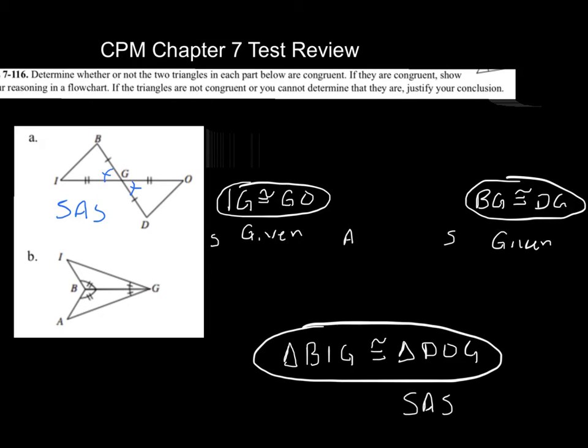And then the last part there is your angle. So what angle do you have? What angles are congruent? BGI is congruent to DGO. It's all right. And what's the reasoning for that? How do I know that? How did I know those are equal? Carrie? Vertical angles.